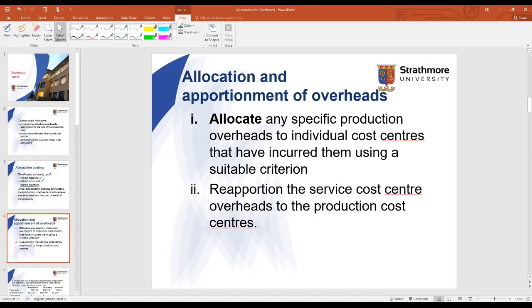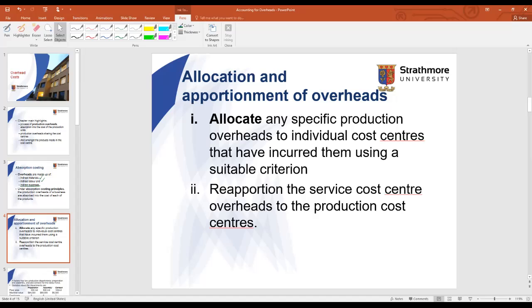Next, reapportion the service cost centers' overhead to the production cost centers. We call these service centers. Example: the finance department, as I mentioned, is there to serve the OMO department and the Bluebird department. So that's called a service center. So what do you do now?